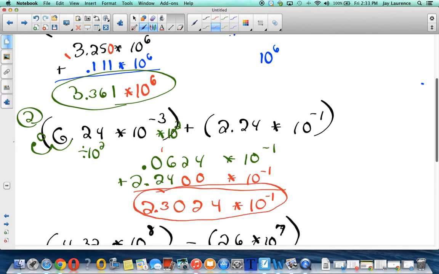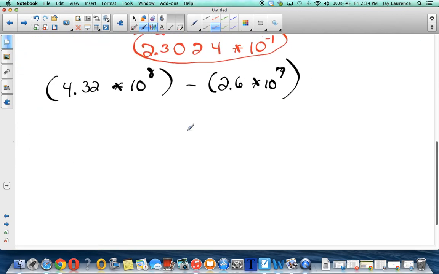Now you just have to be careful. If you add it and get an answer that's not in scientific notation, or if you subtract it, you'll have to convert it to scientific notation, just like we did with the multiplication and division. All right, so last one here, it's a subtraction problem. It's done the same way. I've got an 8 here and a 7 here, so I'm going to multiply this guy by 10 to the 1st, which means I'll divide this by 10 to the 1st, and I'll put that decimal point there.